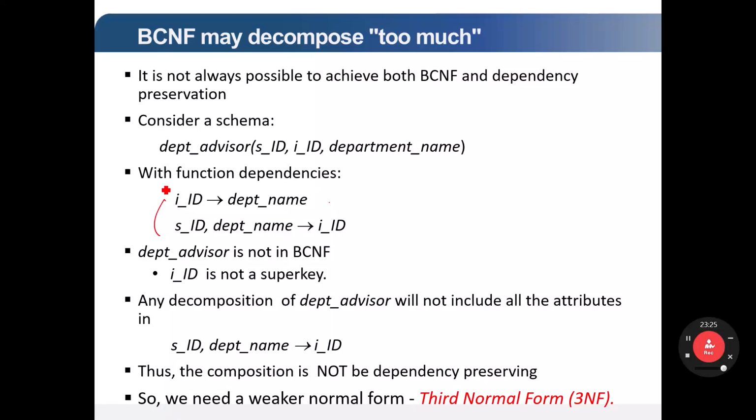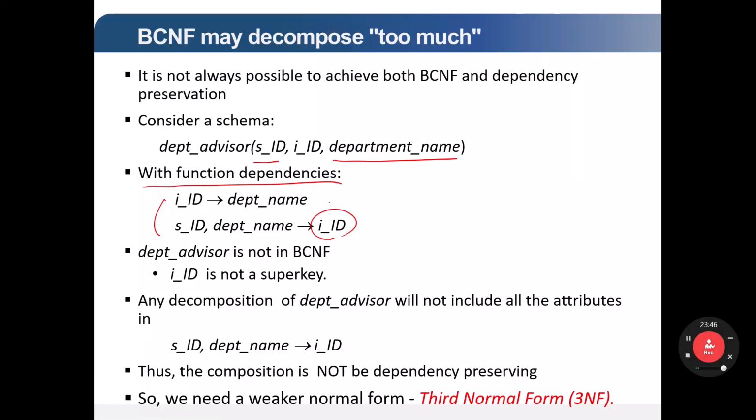Let's assume we got these functional dependencies. I mean, these functional dependencies are given. So if we know student ID and department name, we can identify instructor ID. Let's assume that. And is it true?